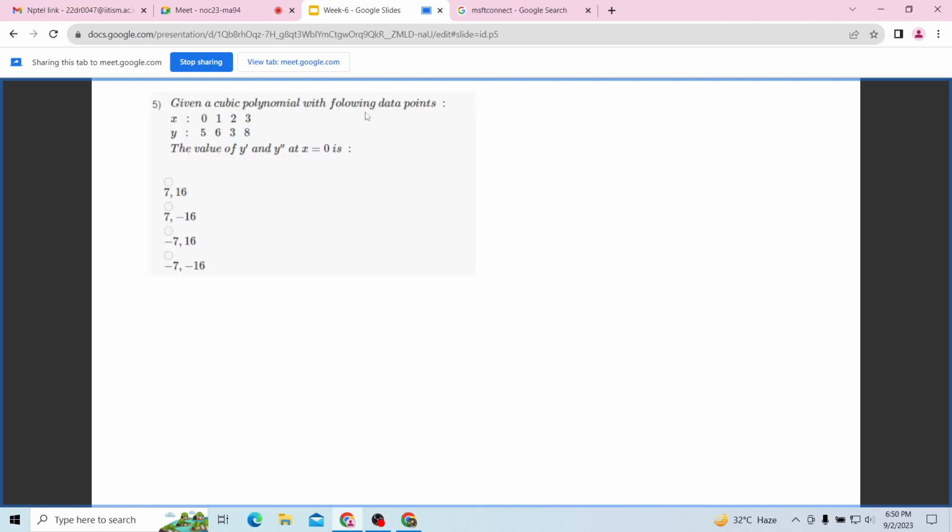given a cubic polynomial with the following data points, you have been given x as 0, 1, 2, 3 and corresponding to that you have been given y as 5, 6, 3 and 8. Okay. So you have to calculate the value of y dash and y double dash at x equals 0. Calculate it. Check whether it is A, B, C or D.